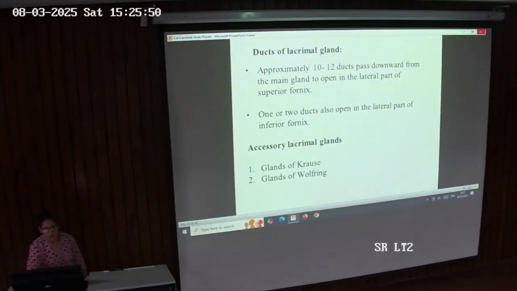Approximately 10 to 12 ducts pass downward from the main gland to open in the lateral part of the superior fornix, and one or two ducts open in the inferior fornix. There are two accessory lacrimal glands present. One is the gland of Krauss and the other is the gland of Wolfring. Gland of Krauss is present in the fornix and gland of Wolfring is present in the superior border of the tarsal plate.